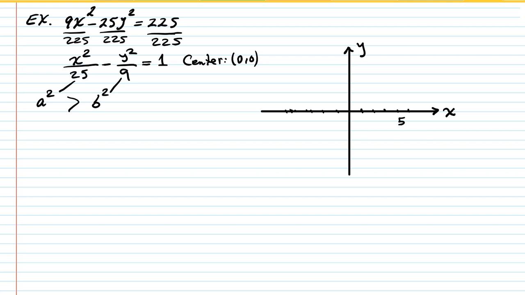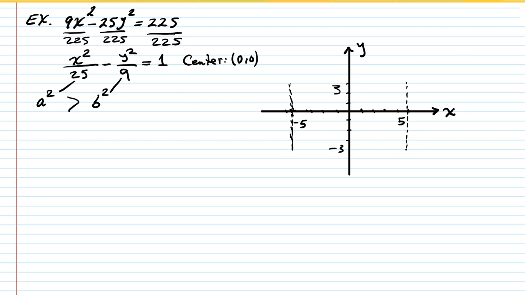Okay, so we go right 5, left 5. And then the square root of 9 is 3, so I'm going to go up 3 and down 3. And this will help me draw my fundamental rectangle. The fundamental rectangle, I'm going to draw this side parallel to the y-axis, has to go through -5, and that side goes right through 5. So there you go. These are the sides of my fundamental rectangle.